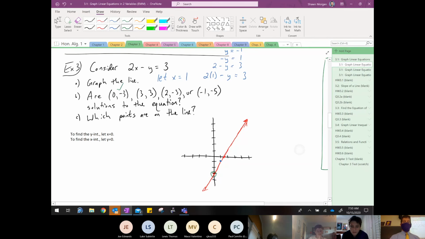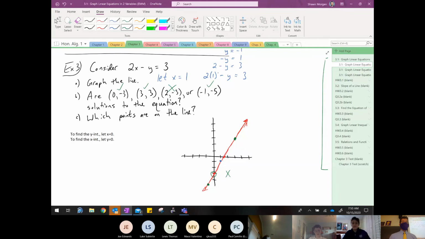(3, 3): we go 3 to the right, 3 up. It looks like it is on the line. We'd want to verify it algebraically, but it looks good to me. All right, (2, -3) is not on the line, therefore not a solution to the equation. And (-1, -5) looks like it is on the line. So the takeaway from part B is that if you want to determine whether or not a point is a solution to the equation, you need to realize that if it is on the line, then it is a solution, and vice versa. If it's a solution to the equation, then it is on the line.